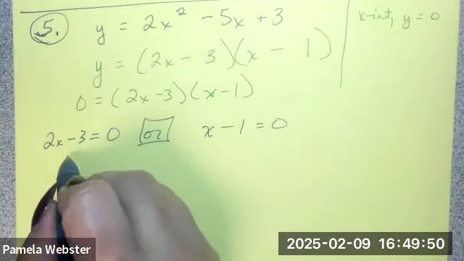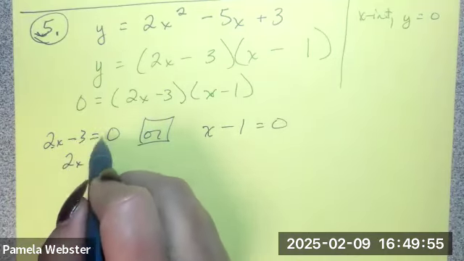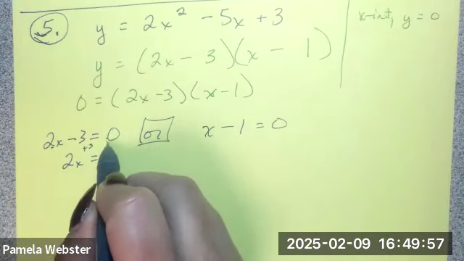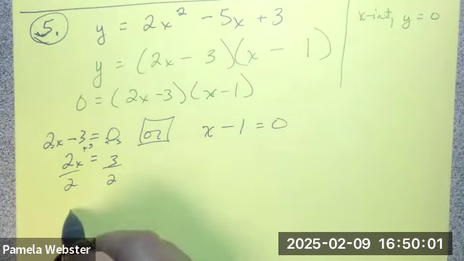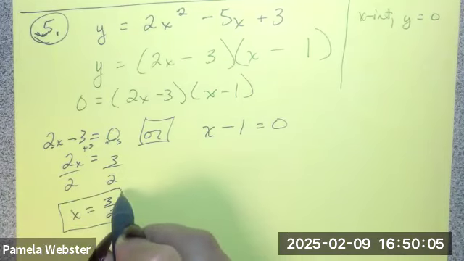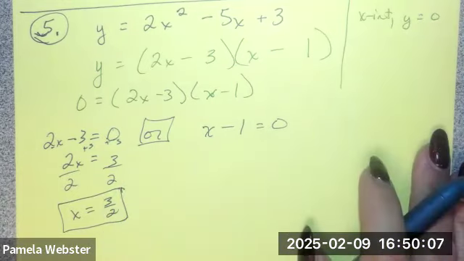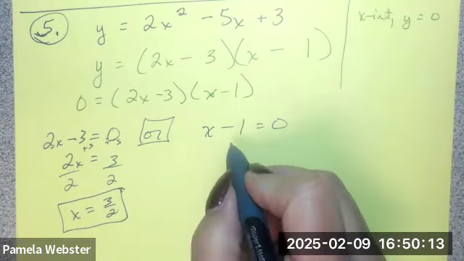Solve this guy real fast. Show me as many steps as you need here. 2x equals, add the 3, positive 3, divide by 2 to get the x by itself. X equals 3 halves. And yes, I know I'm going through this a little faster than I did whenever I did the teaching videos, but that's because this is supposed to be review, and hopefully you know how to do this, okay?